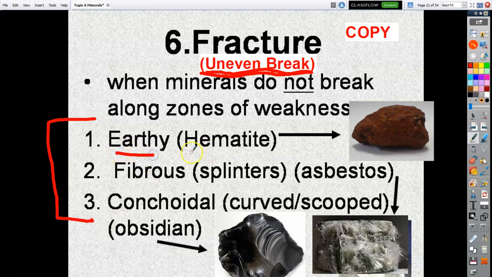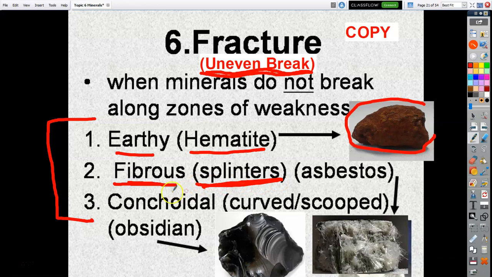Earthy, hematite. Hematite has this reddish brown, it looks like just a chunk of red-brown clay that got hardened into a mineral, and that's really what it is. If you took this hematite and just kind of smacked it with a hammer, it's just going to break apart into crumbles. It's going to kind of fall apart. So that's earthy fracture. Fibrous fracture. Fibrous is going to be splintery, so it's going to make these little tiny splinters, just like if you get a splinter in your finger.